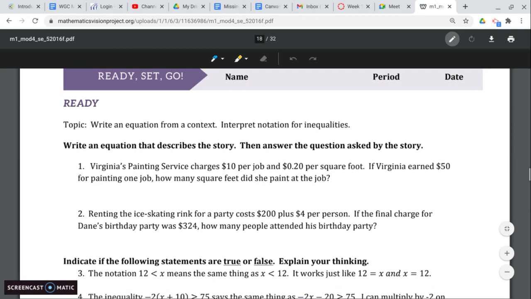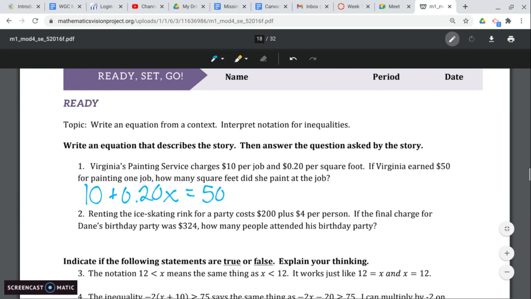So we know it costs $10 for every job. So we've got 10 plus our 20 cents per square foot. That's our variable. Our square foot is the variable. And she earned $50. So there's our equation. Now we need to take and solve this.